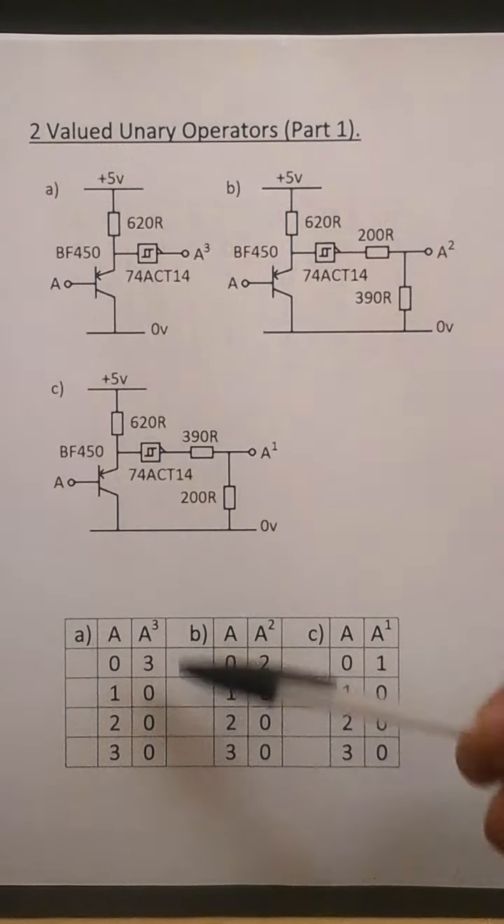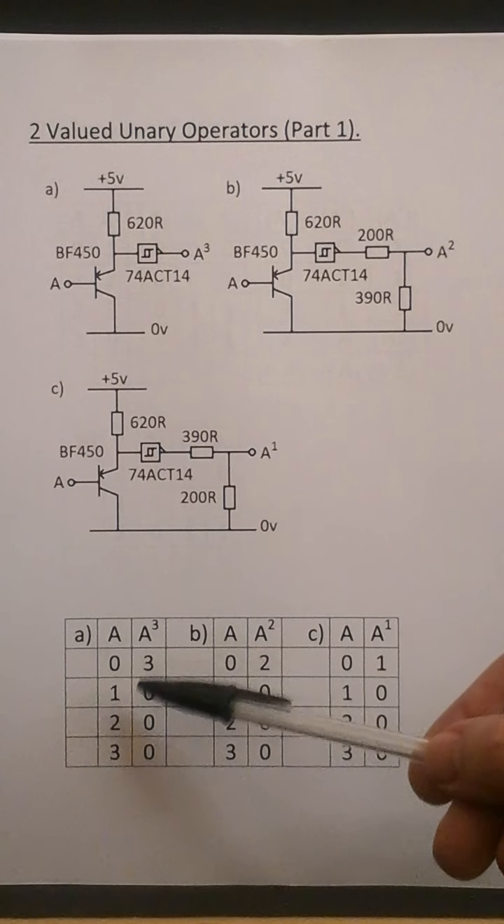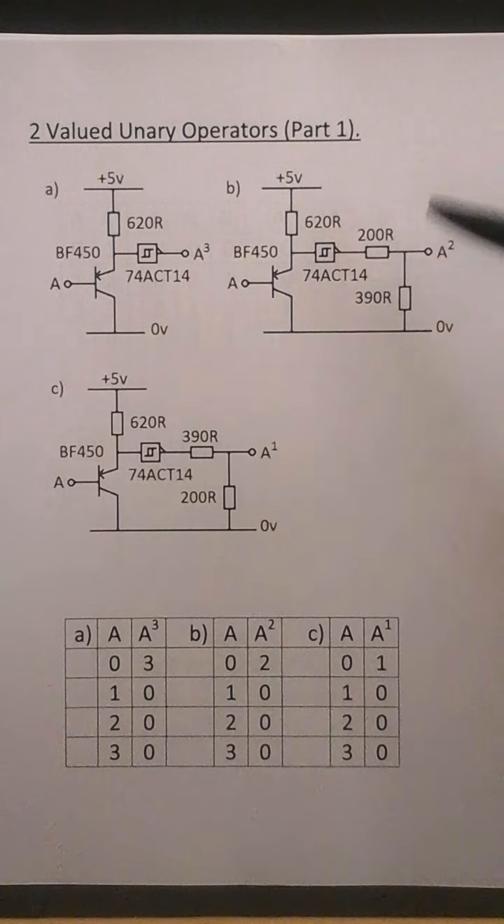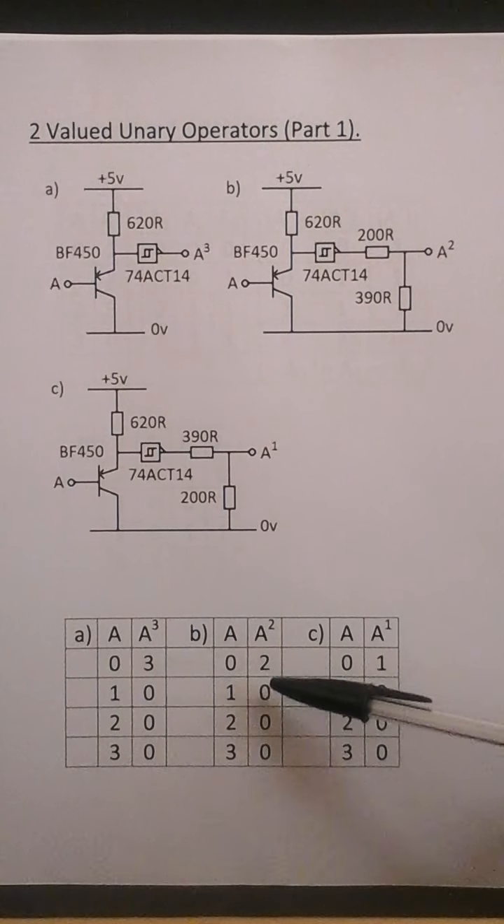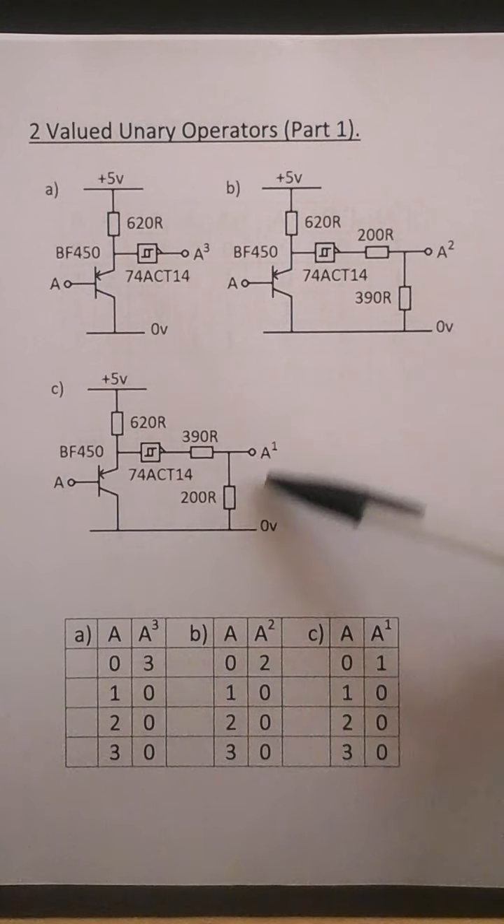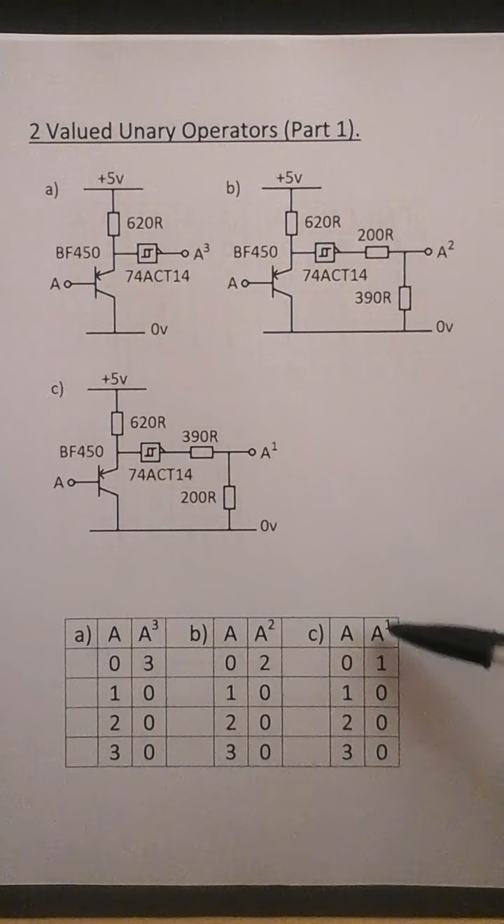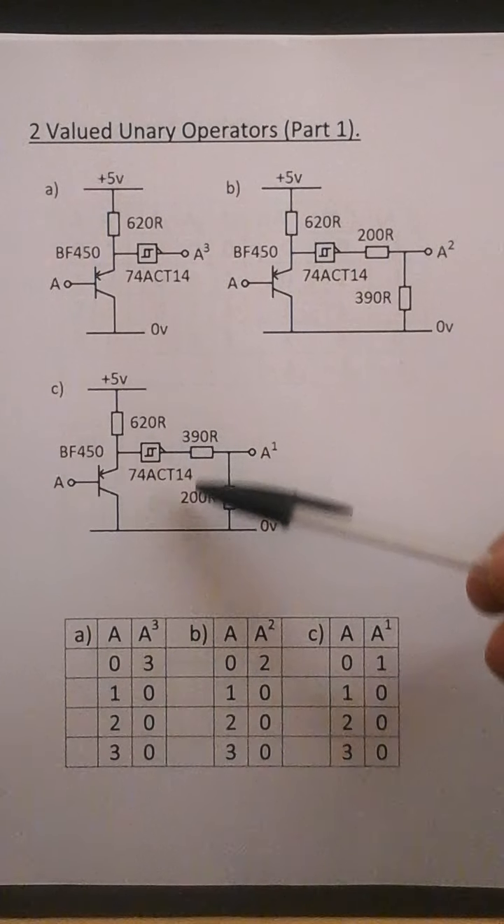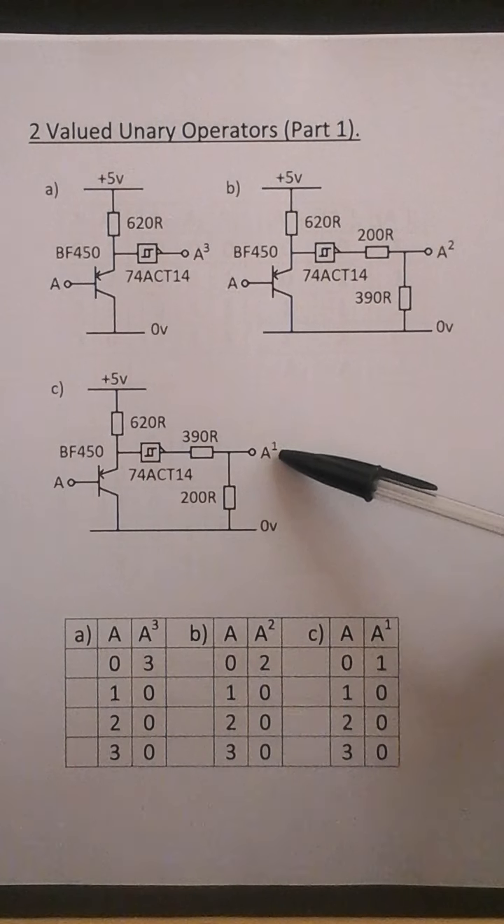So this is circuit A, which gives a 3 when A is 0 and 0 otherwise. Circuit B gives a 2 when A is 0 and 0 otherwise. This voltage resistor divider network knocks the voltage down to a quaternary logic 2. And C, this is a 1 when A is 0 and a 0 otherwise. So this resistor network knocks it down to a quaternary logic 1.